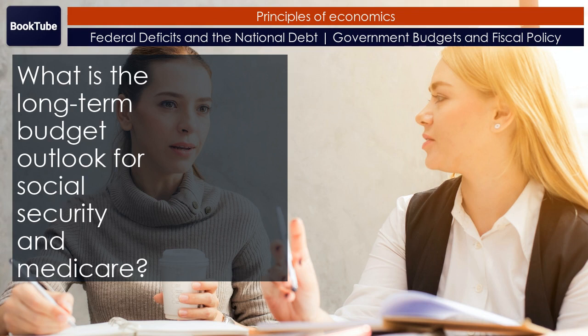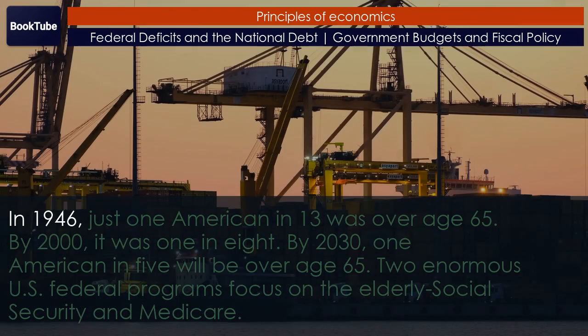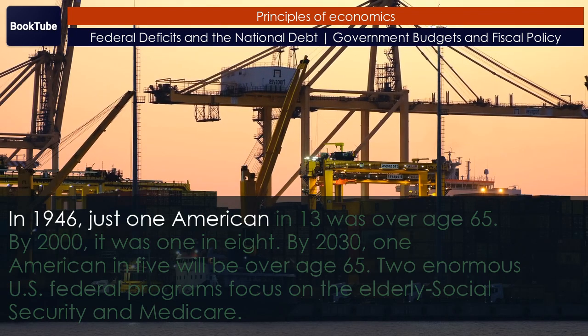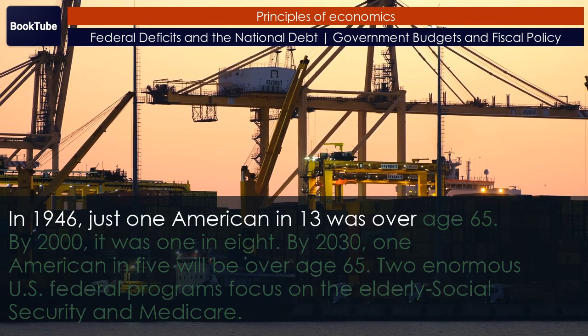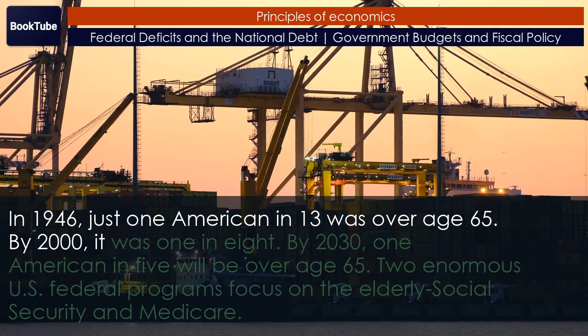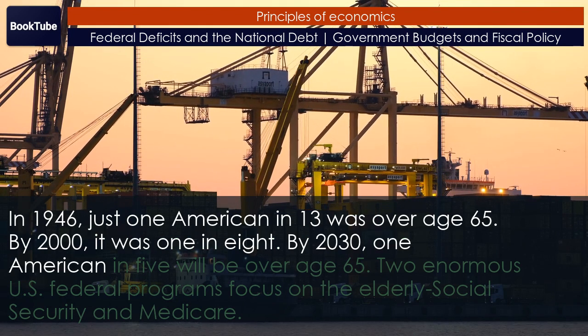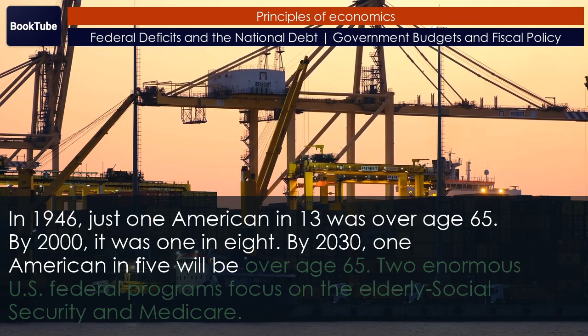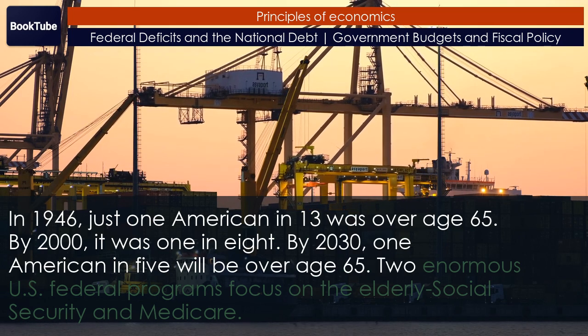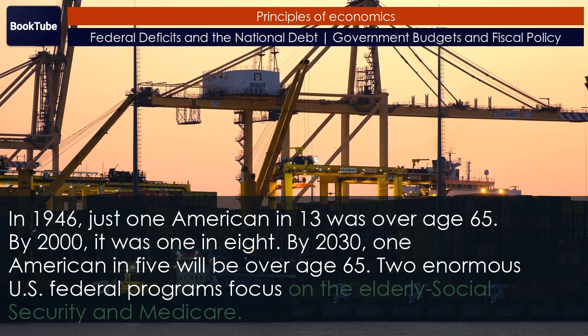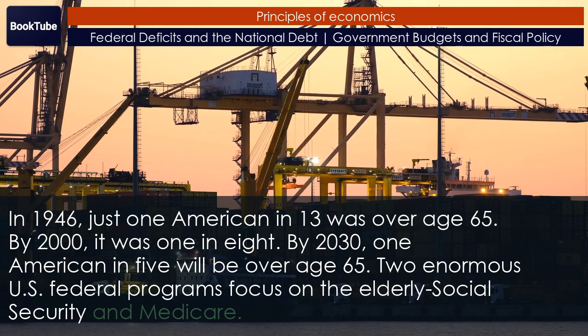What is the long-term budget outlook for Social Security and Medicare? In 1946, just 1 American in 13 was over age 65. By 2000, it was 1 in 8. By 2030, 1 American in 5 will be over age 65. 2 enormous U.S. federal programs focus on the elderly: Social Security and Medicare.